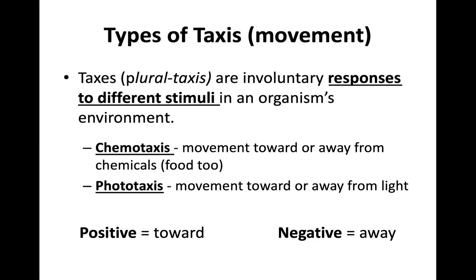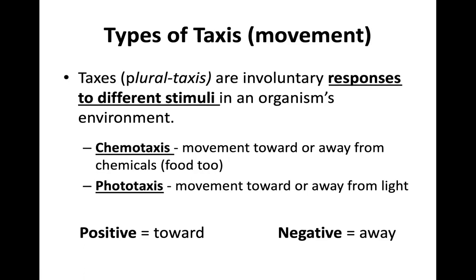Okay, so chemotaxis, chemo, think chemical, and phototaxis, photo, think light. Okay, so photosynthesis is an example. So if it's positive, that's toward, and if it's negative, it is away. So positive phototaxis would be toward light, negative would be away from light, and positive chemotaxis would be toward chemicals, negative away from. We're going to see this again when we get into ecology.